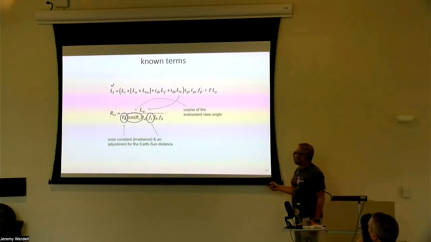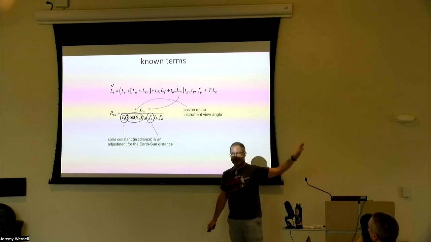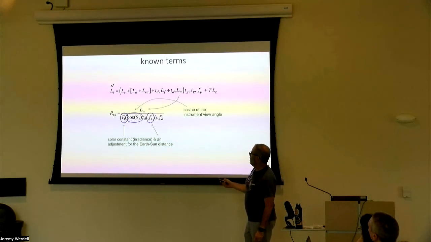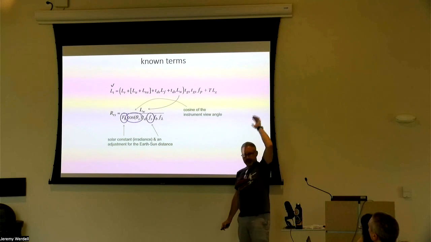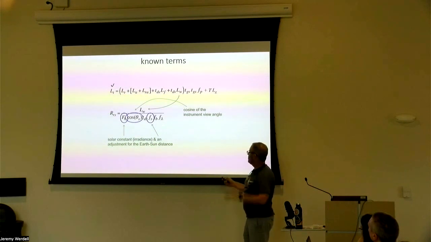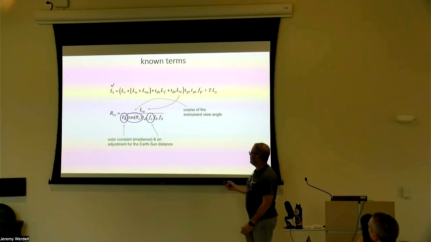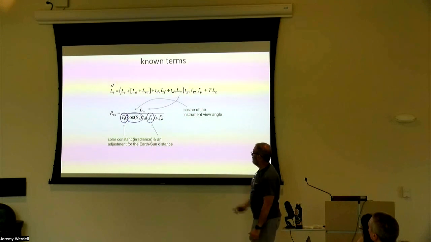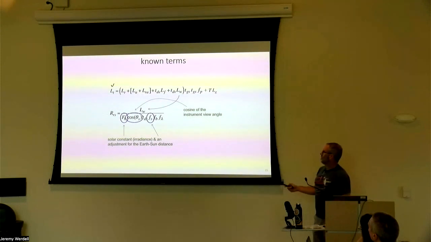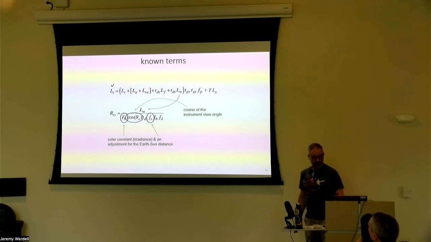All right, so there are a couple of known terms that we can just get out of the way right away. We know the solar constant, that's the irradiance at the very top of the atmosphere. We make the adjustment for the Earth-Sun distance, and we know how to do some kind of geometry. Of course, you need to know where you are, and that's why you navigate your satellites and so forth.